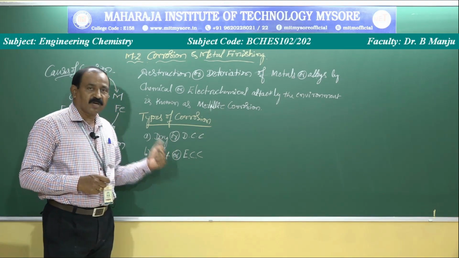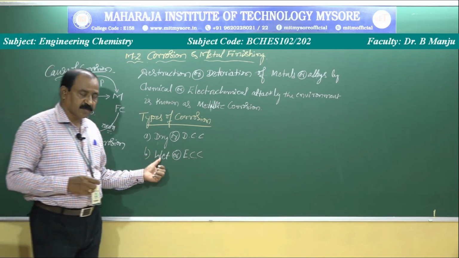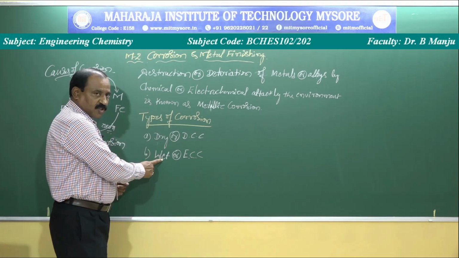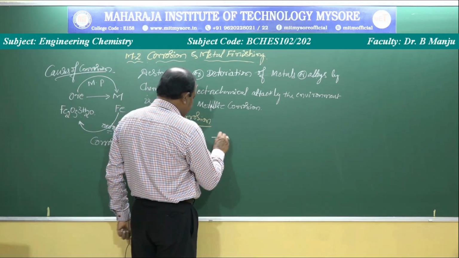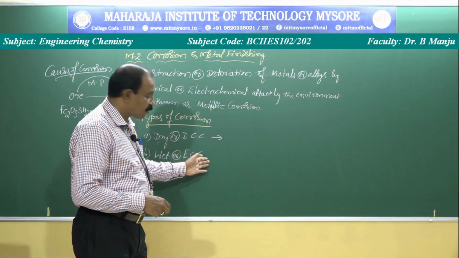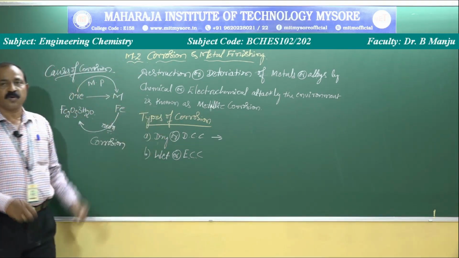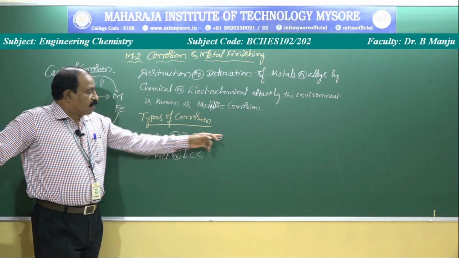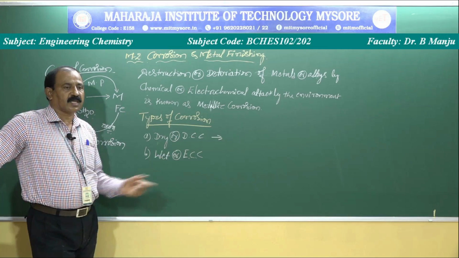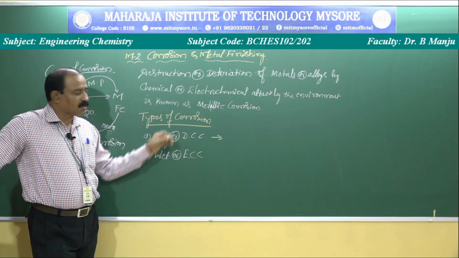Then wet corrosion takes place only when the metals are immersed in a liquid. Dry corrosion is explained by the differential aeration theory of corrosion. Wet corrosion is explained by the electrochemical theory of corrosion. There are two theories because the differential aeration theory fails to explain how wet corrosion takes place, and the electrochemical theory fails to explain how dry corrosion takes place. Therefore both theories are accepted.